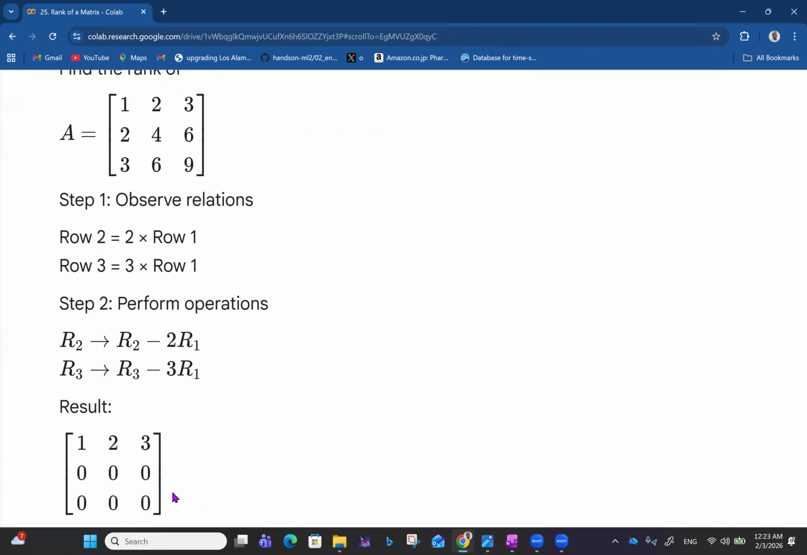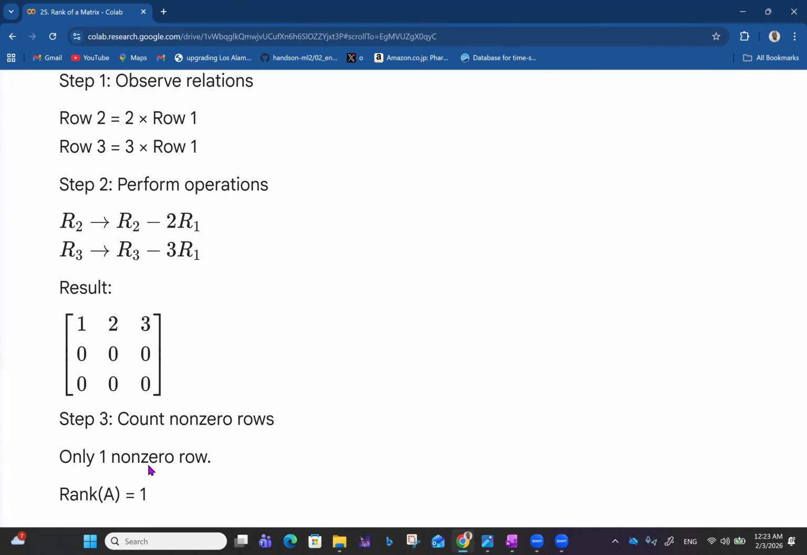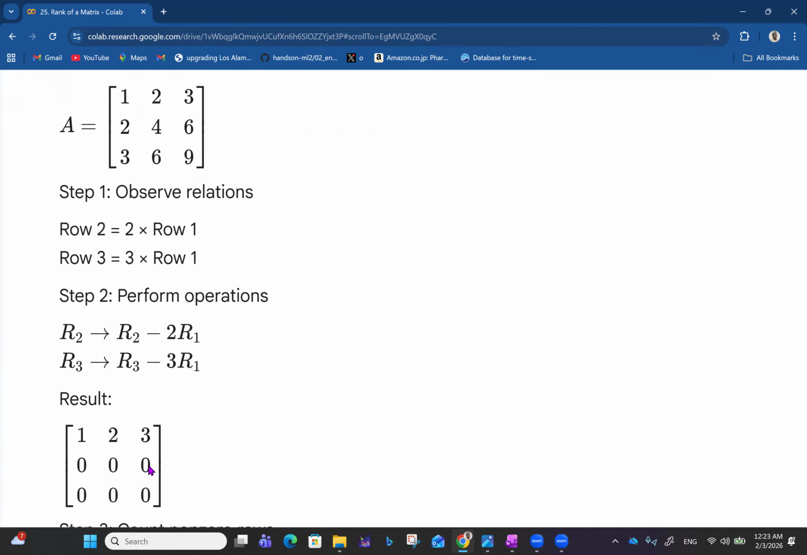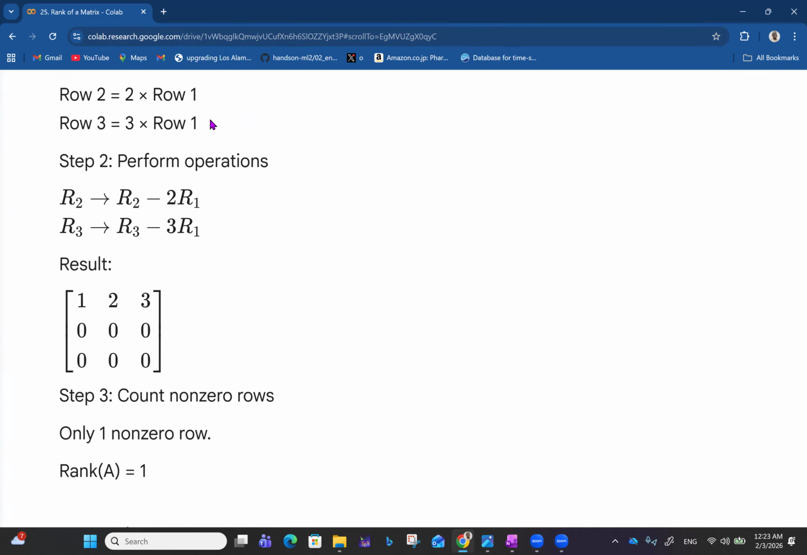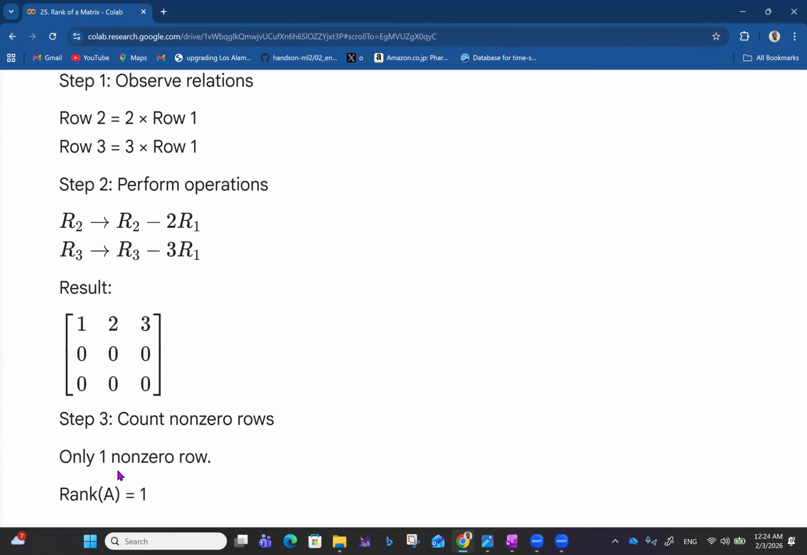You have two zero rows. So there's only one non-zero row. That means the rank of this matrix is 1. And that tells you that the only thing giving you any meaningful information is the first row, right? So if you count the non-zero rows, only one non-zero row like this. So the rank of this matrix is simply 1.